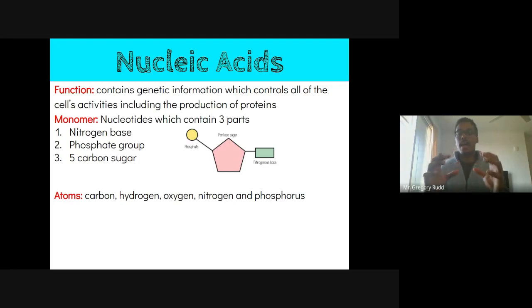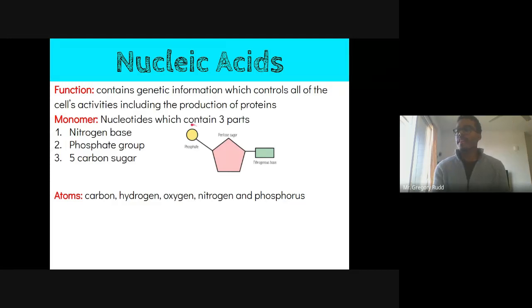The nucleic acid is the polymer. The nucleotide is the monomer. And nucleotides have three parts. They have a nitrogen base, they have a phosphate group, and they have a 5-carbon sugar, otherwise known as a pentose sugar. Of course, pent means 5, like a pentagon has 5 sides. So pentose is a 5-carbon sugar.